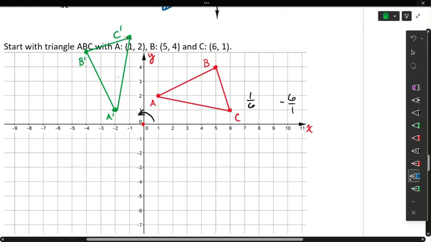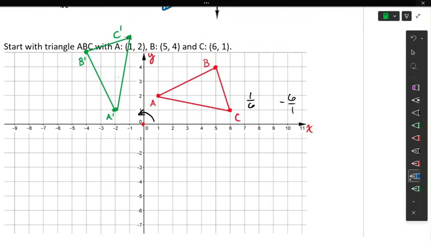So I'm going to do A first, and I'm just going to go over 1, 2, 3, 4, 5, and then down 6. 1, 2, 3, 4, 5, 6. So this is my second version of A prime, and it's going to live there. Same thing for B. I got to increase its x by 5: 1, 2, 3, 4, 5, and then down by 6: 1, 2, 3, 4, 5, 6. This is where B goes, or B now double prime.